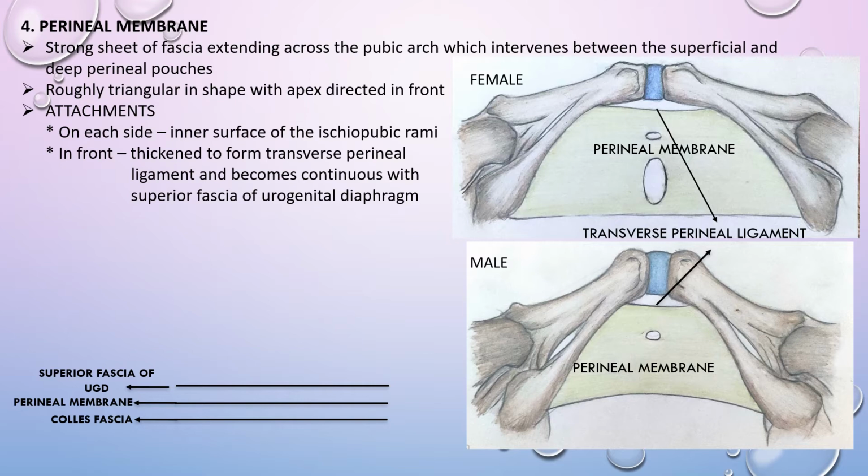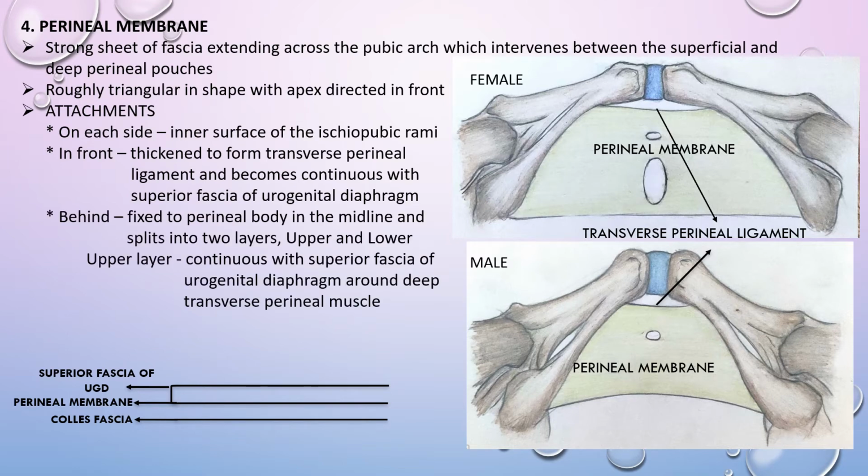In the diagram, you can appreciate the perineal membrane stretching across the ischiopubic rami, both in female and male. Coming to the attachment of the perineal membrane, on each side it is attached to the inner surface of the ischiopubic rami. In front, that is anteriorly, it is thickened to form the transverse perineal ligament and becomes continuous with the superior fascia of the urogenital diaphragm. In the diagram, you can appreciate the transverse perineal ligament.